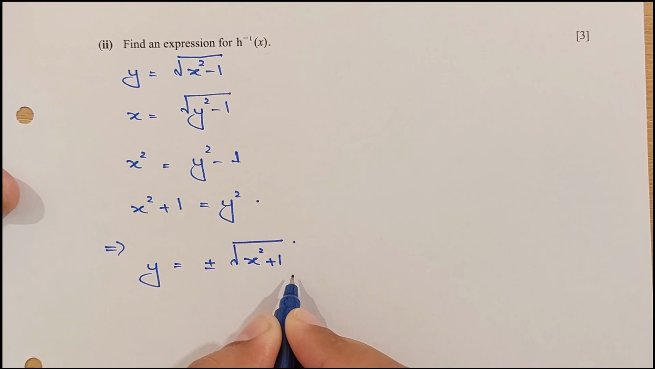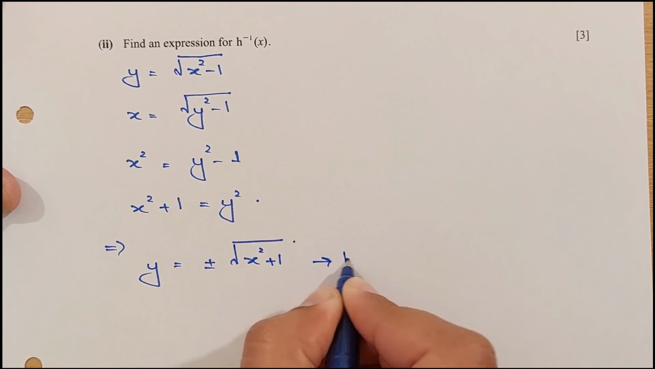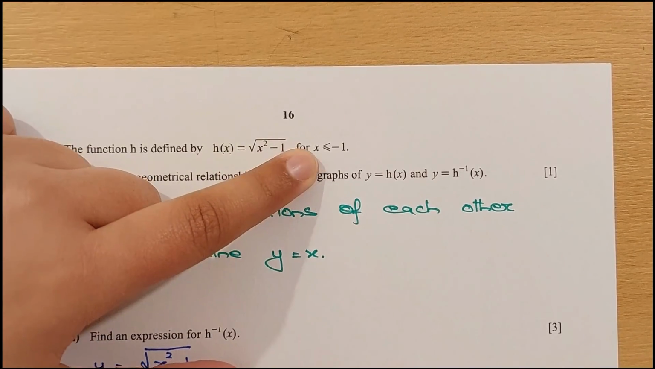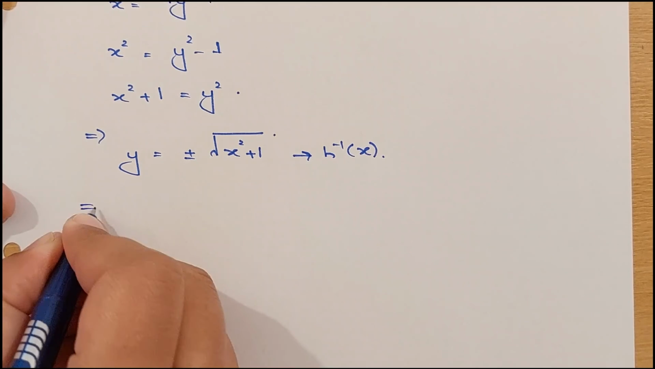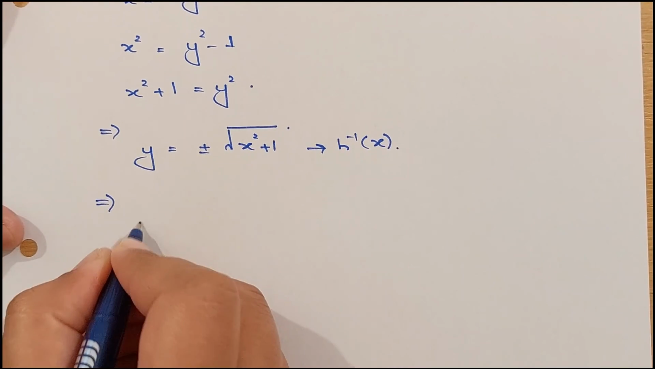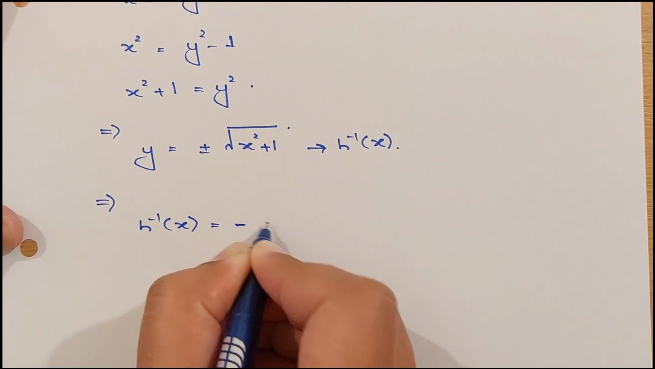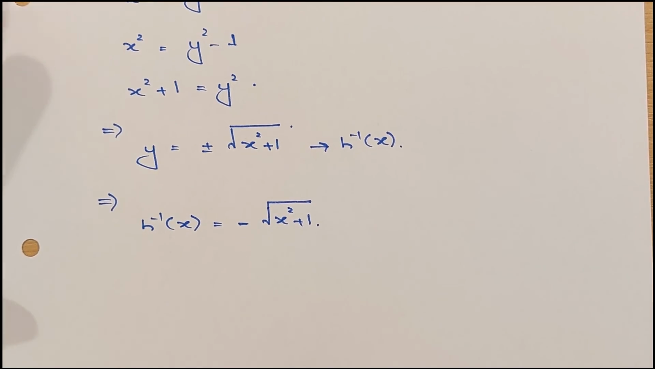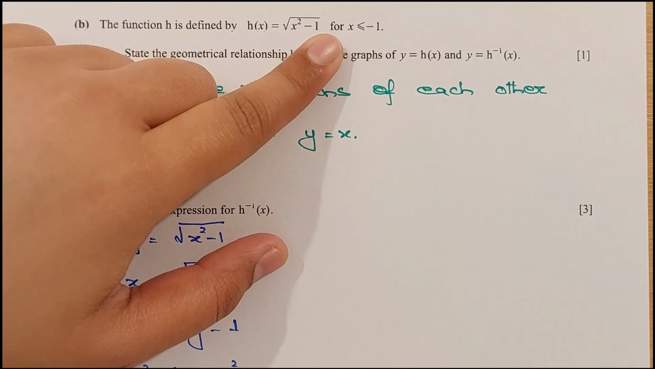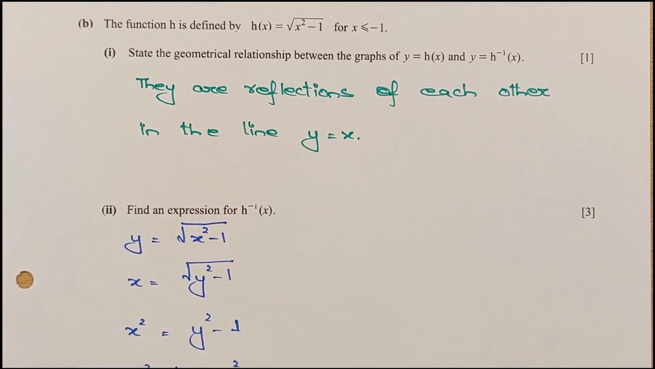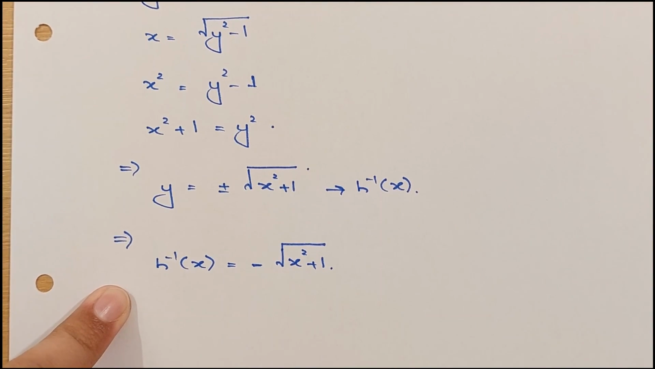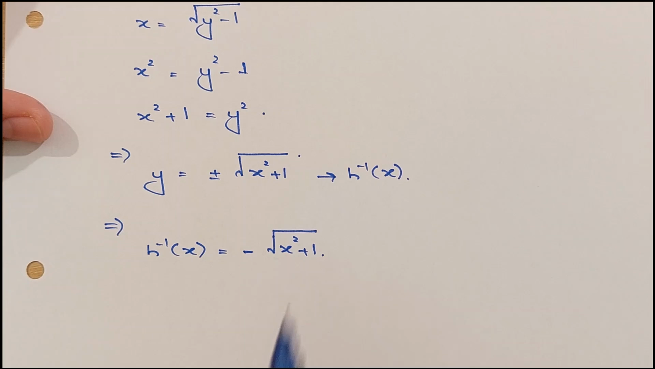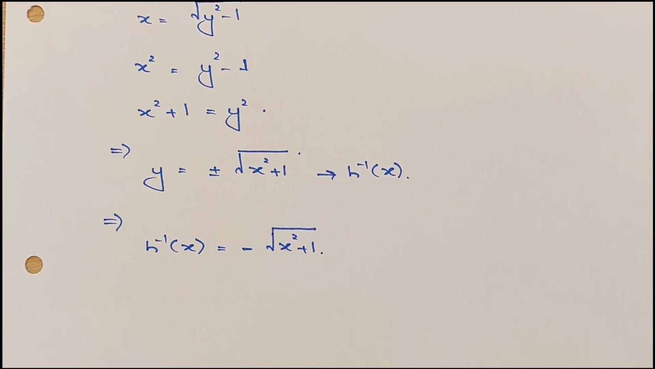Okay, so there are two possible h inverse of x. And we have the domain of h of x, that is x is less than or equal to minus 1. So we have to pick only one, since there is only a unique inverse function. So h inverse of x is with a negative square root of x square plus 1. This is the h inverse of x. As we know that the domain of h of x is x less than or equal to minus 1, and the domain of h of x is the range of h inverse of x, the output must be less than or equal to minus 1. So that is why we select the negative. So that was the last question of our paper.